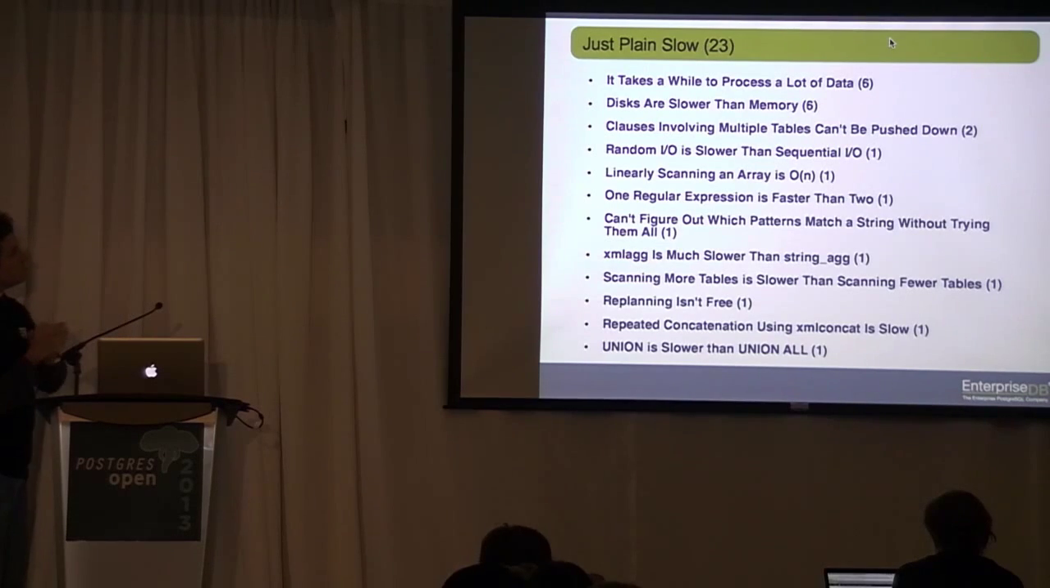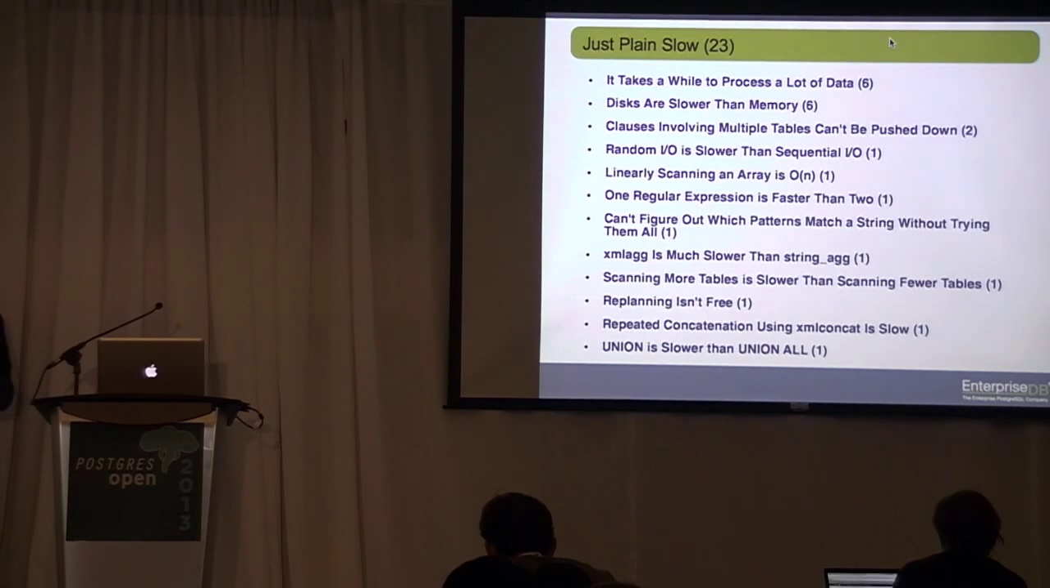The only other one that was reported more than once is that clauses involving multiple tables can't be pushed down. So if you have something in your where clause, some expression, like a.b minus c.d is less than q.r, well, you're going to have to join all of those tables before you can evaluate whether that condition is true or false. And that's going to be slower than if you have things like a.b equals 1, which can be pushed down and evaluated before you do the join.